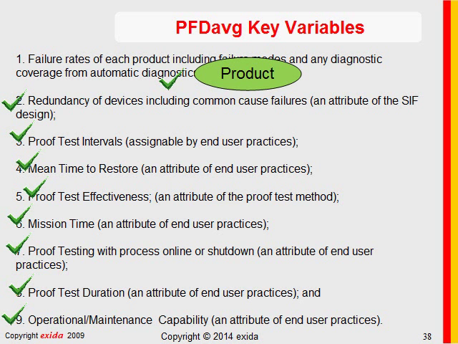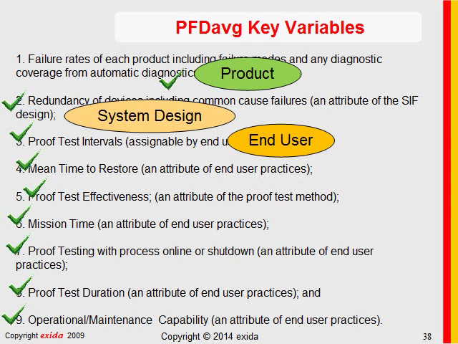What about variable number 2, redundancy? Does a product manufacturer choose the redundancy that goes into your SIF? No. The system designer chooses that variable. Who picks the proof test intervals? Well, the end user practices establish that, or obviously whomever does the SIF verification calculation can do that. Who establishes mean time to restore? That's clearly a variable established by the end user. It's an attribute based on site practices.